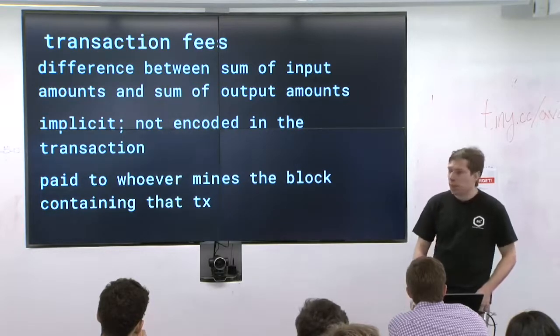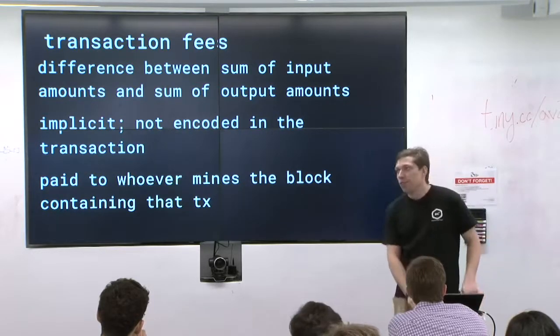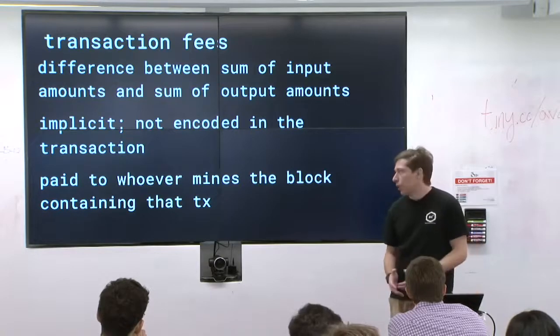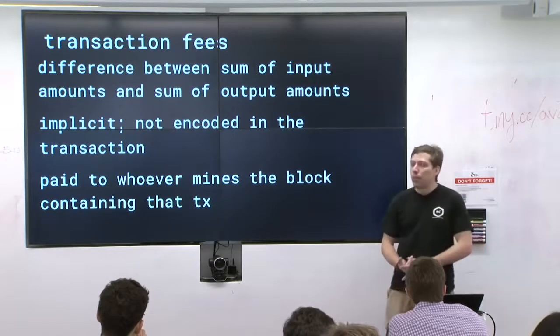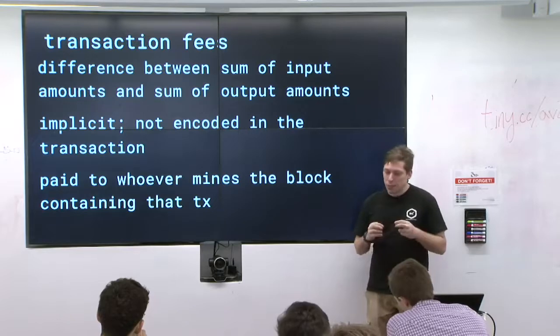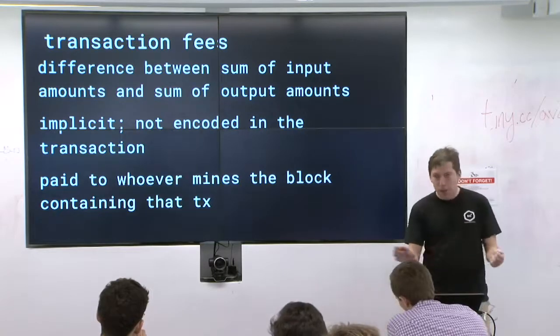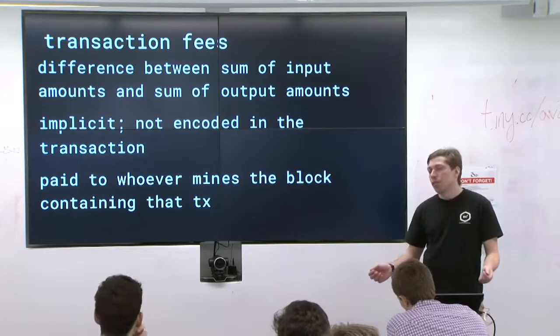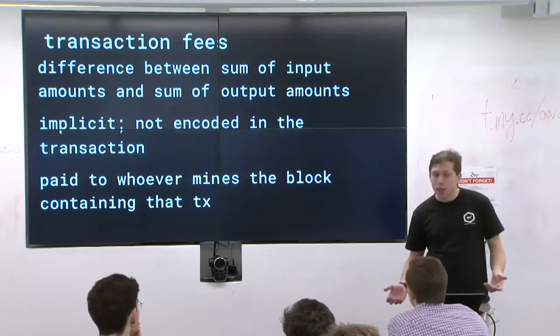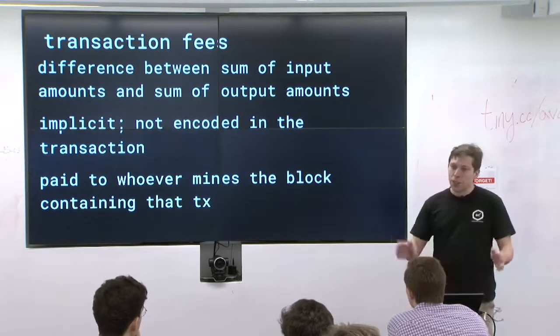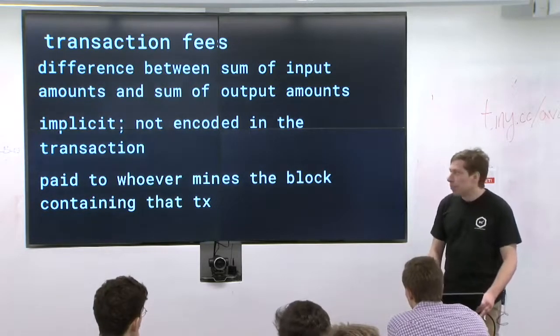Yeah, it seemed like a bug. So that's how fees work. What's interesting is you don't know who you're paying when you create the fee, right? You sign your transaction and say, whoever confirms this transaction gets $5 or whatever, and you throw it out there. So it's kind of interesting.